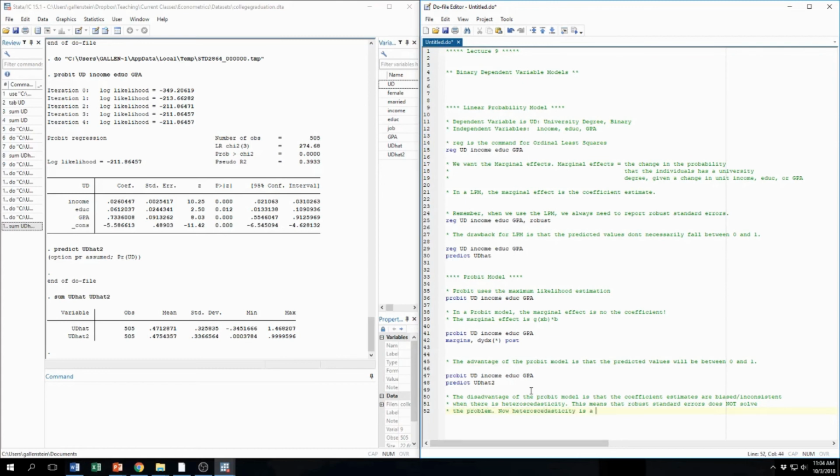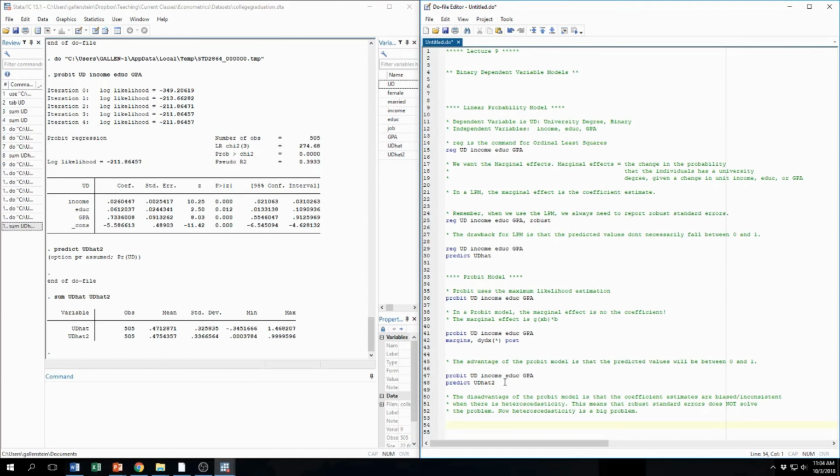Now, heteroskedasticity is a big problem. If I have heteroskedasticity, my estimates are actually going to be biased or inconsistent. That's a big issue. We need to be able to test whether or not there's heteroskedasticity, and we need to be able to control for it. Now, there is a command in Stata that we can use to test for or control for heteroskedasticity.